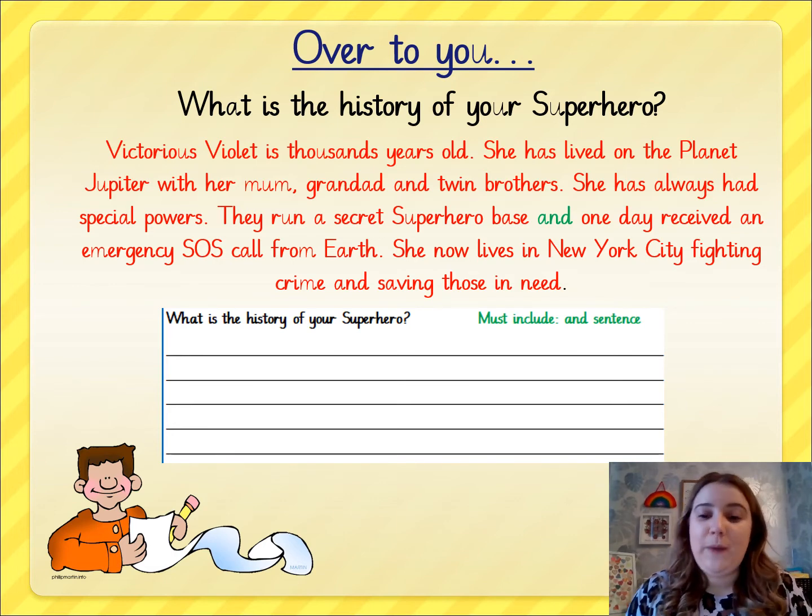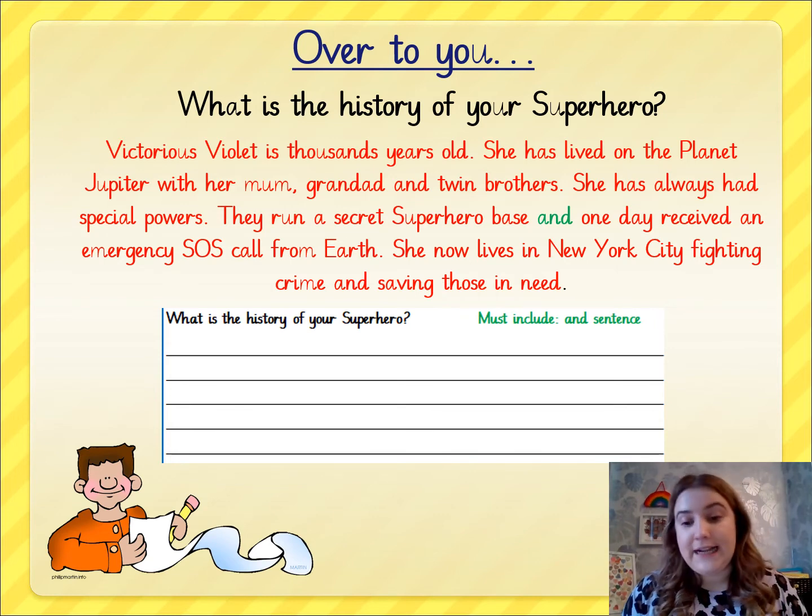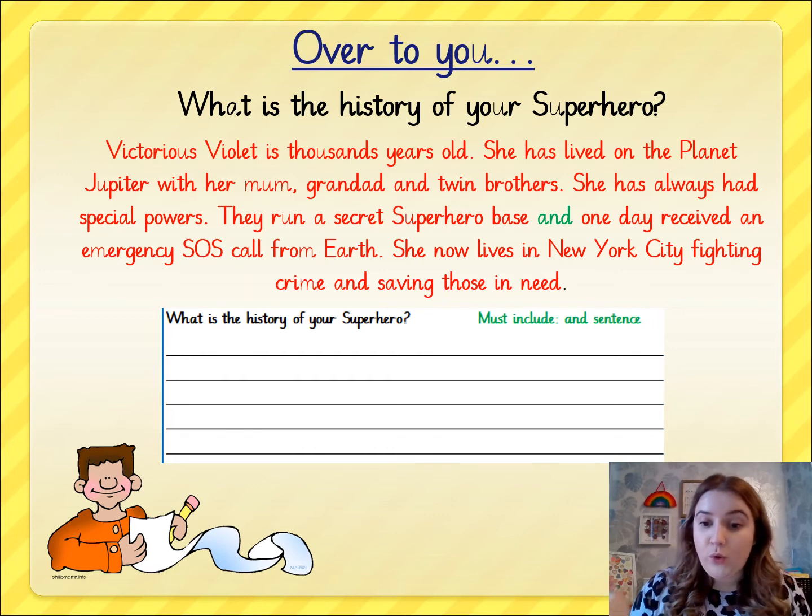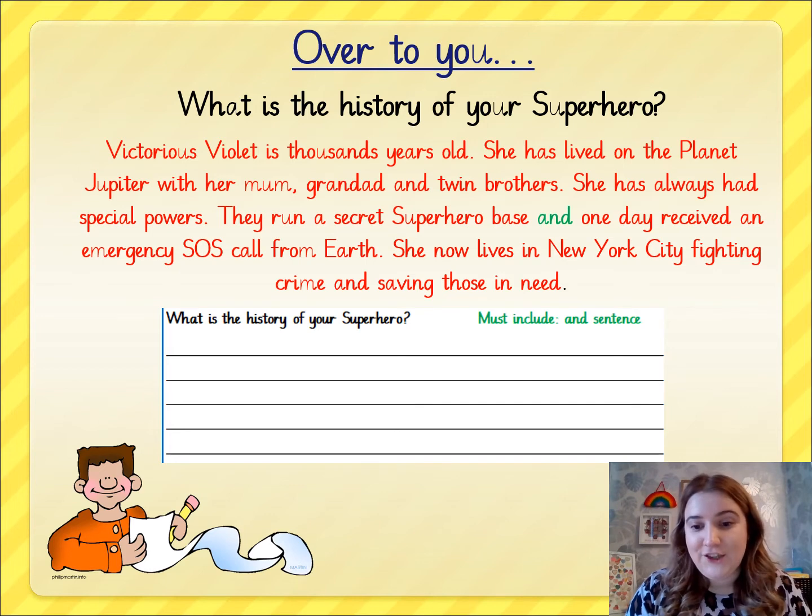Where does your superhero come from? Again, you might want to magpie some of mine. Maybe your first sentence is going to be about how old your superhero is, where they've lived before, where they've come from. Maybe they've just arrived somewhere new. You'll need to tell me that in this section here. Pause the video and have a go at writing what's the history of your superhero. It's okay to magpie some of mine, but think of some ideas of your own too.